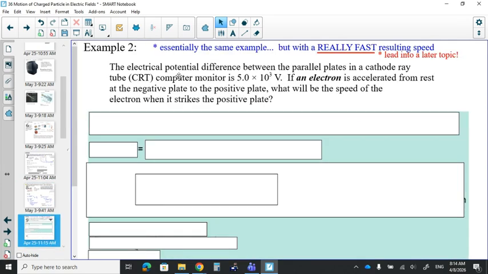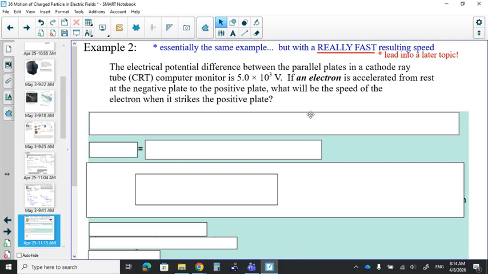All right. So this is the same example, essentially, right? Just I'll run through it pretty quick because of that, but it does lead to a connection for something we'll see later on, right? It ends up with really fast speeds, and so that's a good lead into a later topic that we'll see in the course.